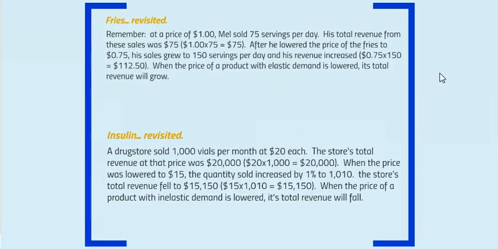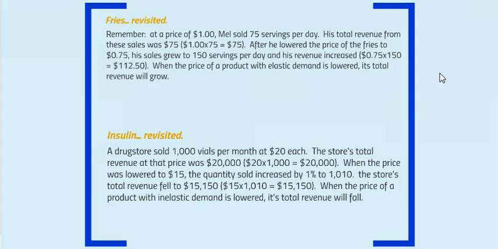And let's look at the fries. Remember, at a price of $1, Mel sold 75 servings per day. His total revenue from the sales was $75. $1 times 75 units is $75. After he lowered his price of the fries to 75 cents, his sales grew to 150. And his revenue increased. 75 cents times 150 is $112.50. So this is an elastic product. When the price is lowered, its total revenue grew.